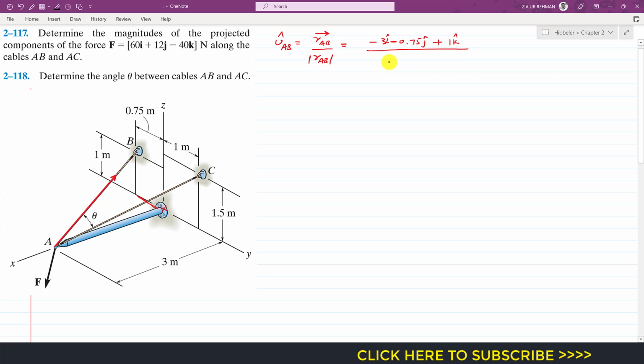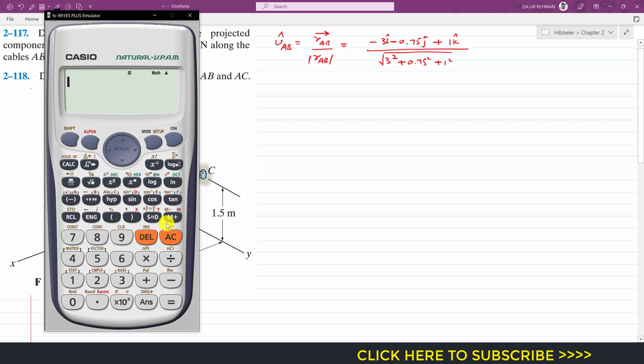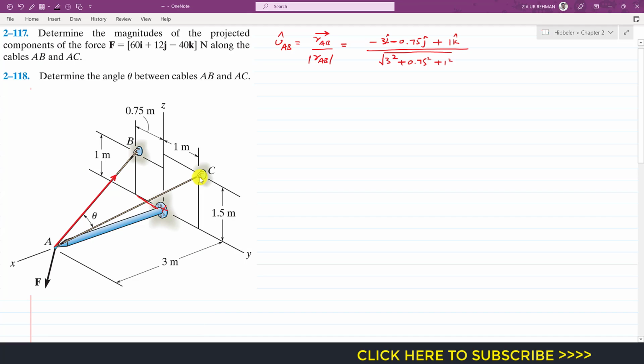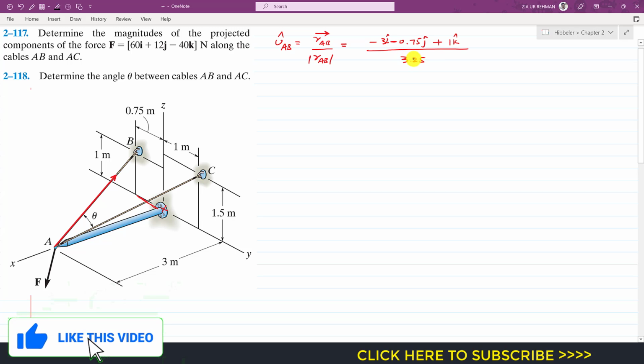Then we can find its magnitude. The magnitude will be the square root of the sum of the squares of each component. I will find it using the calculator: 3 squared plus 0.75 squared plus 1 squared. 1 squared is 1, so this gives us 3.25. So the magnitude of the position vector from A to B is 3.25. I will write this as 3.25, and then we need to divide each component by its magnitude.